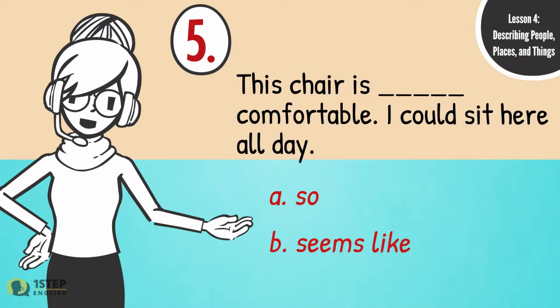Five. This chair is blank comfortable. I could sit here all day. A. So. B. Seems like. The correct answer is letter A. So. This chair is so comfortable. I could sit here all day.